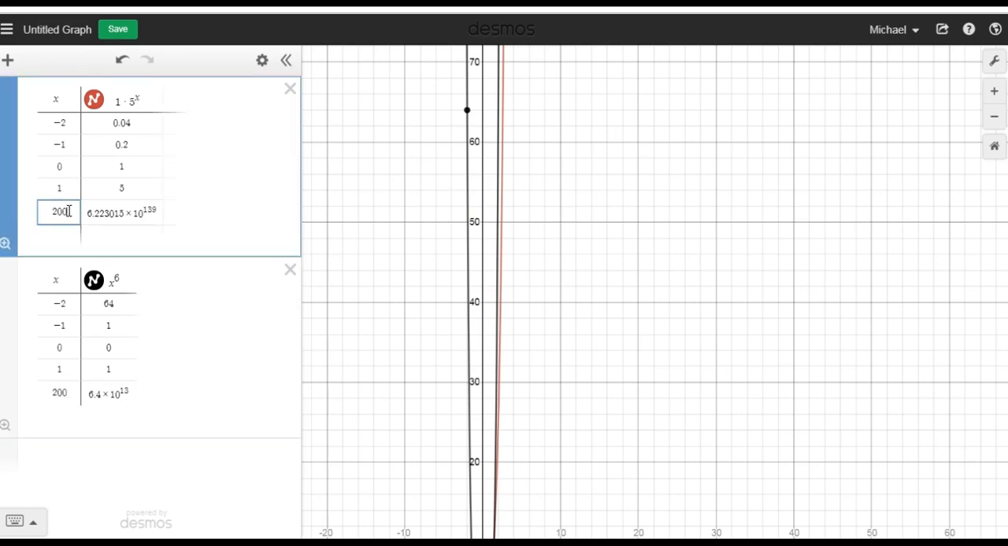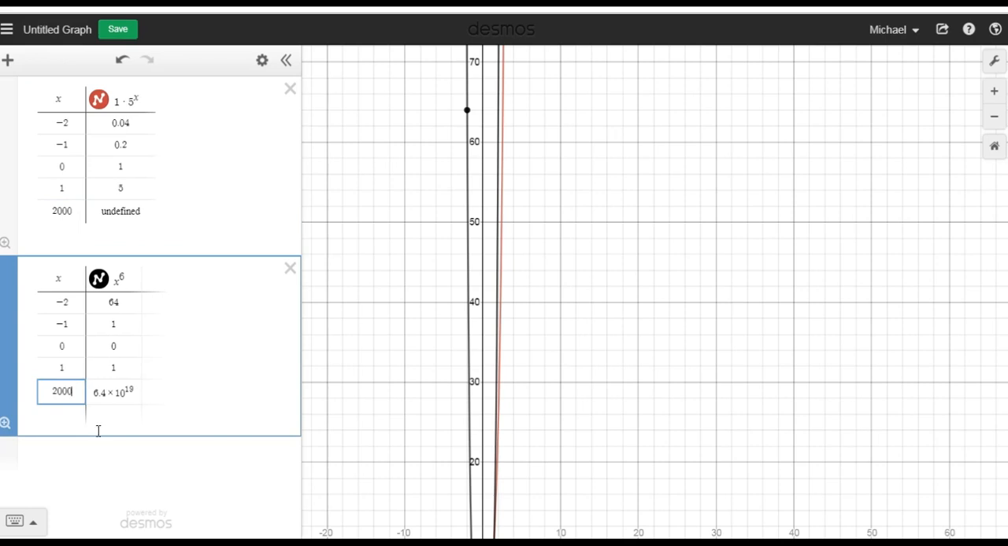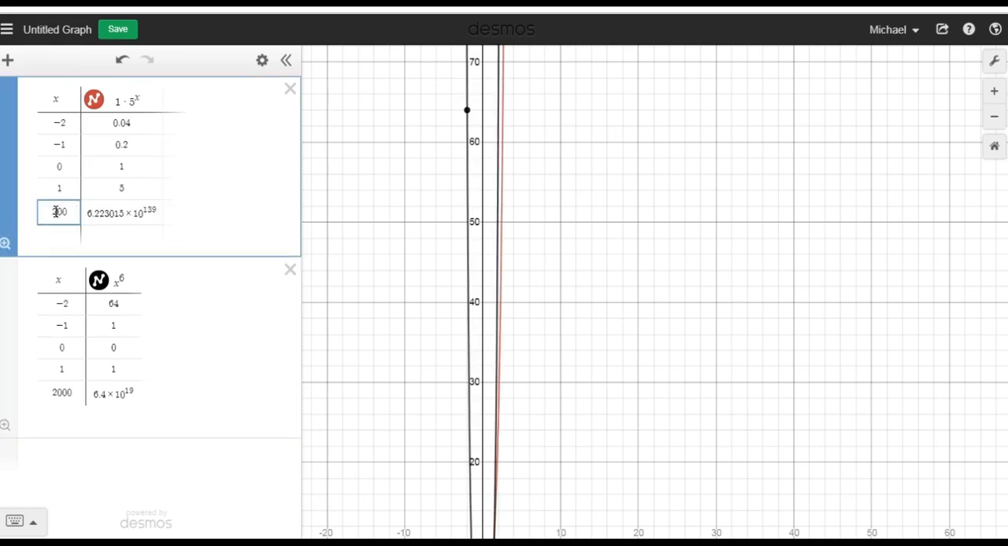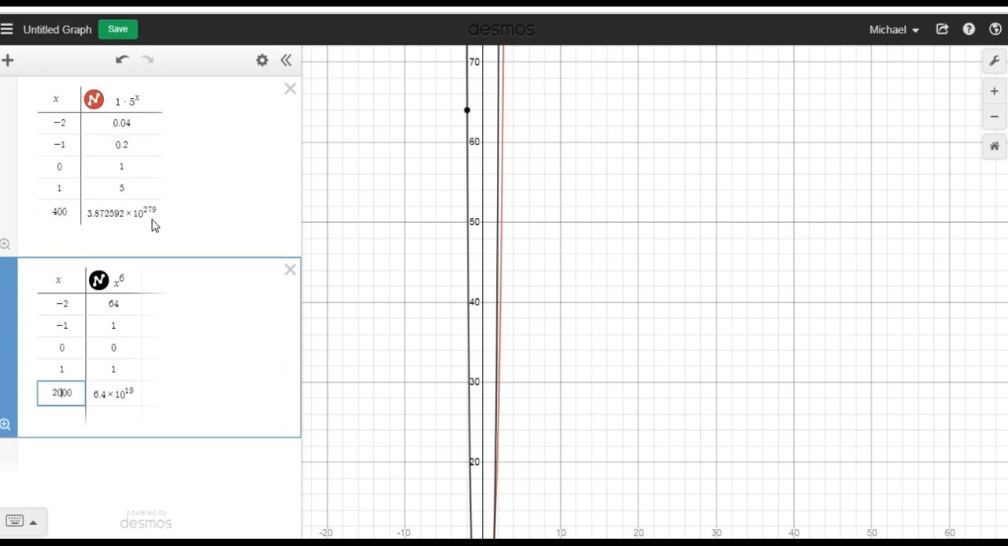I think I even tried some like 2000. Okay, yeah, it's out of the range here. The website, 500, 400 there. Okay, into the exponential, it's going to be 3.87 times 10 to the 279th. Plug in that same value, 400, down here to x to the 6, and I get 4.9 times 10 to the 15th. So a vast, significant difference over the long haul.